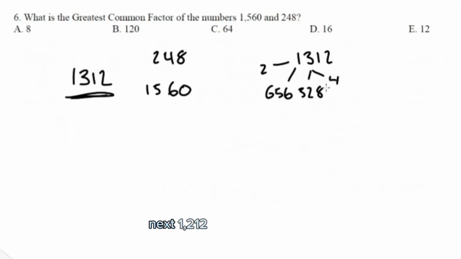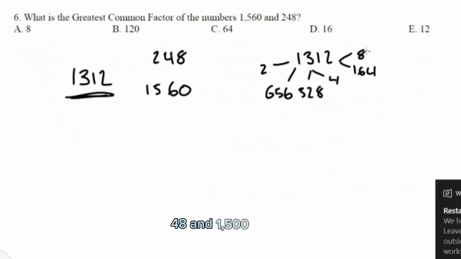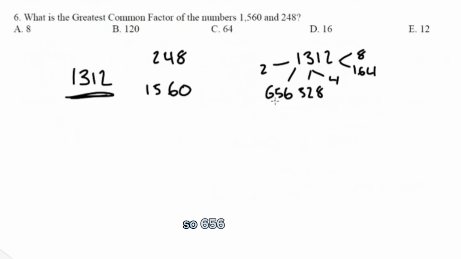Next, 1312 divided by 5 is not a whole number. 1312 divided by 6 is not a whole number. 1312 divided by 7 is not a whole number. 1312 divided by 8 is a whole number. That gets us 164. Alright, so now out of these, we need to see which is the highest factor of 1312 that goes into both 248 and 1560. 656 and 328 are already both bigger than 248, so those don't count. 164 doesn't go into both of these either. So now we're left with 8, 4, and 2.